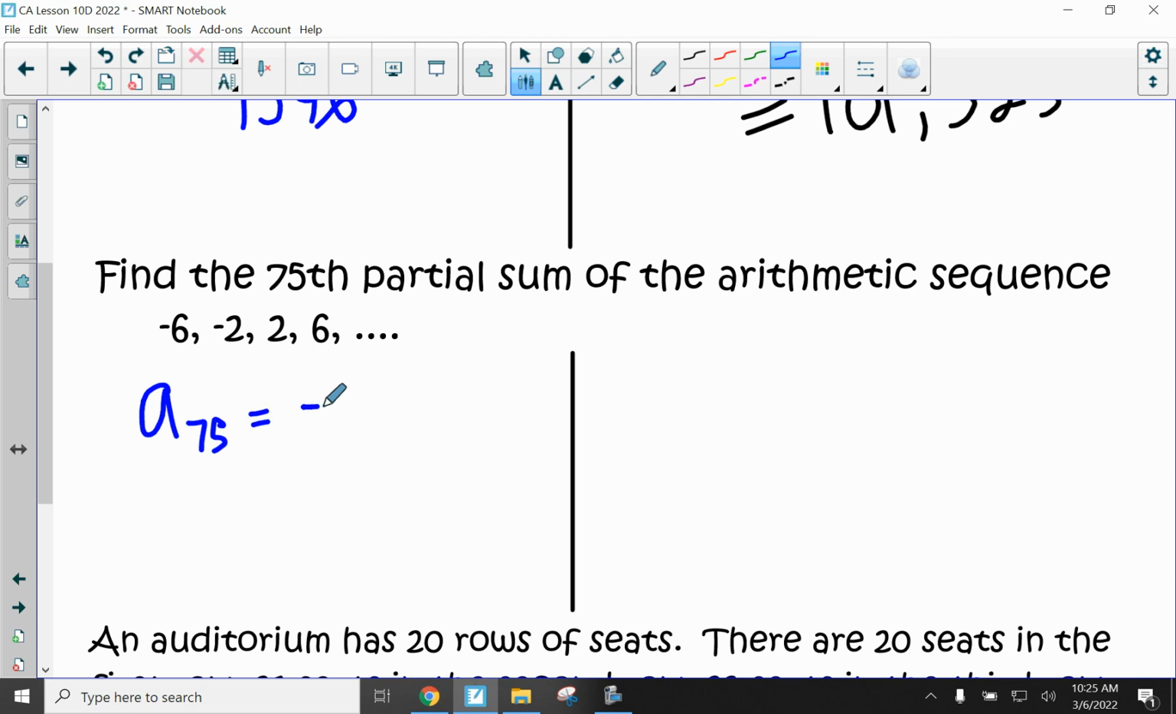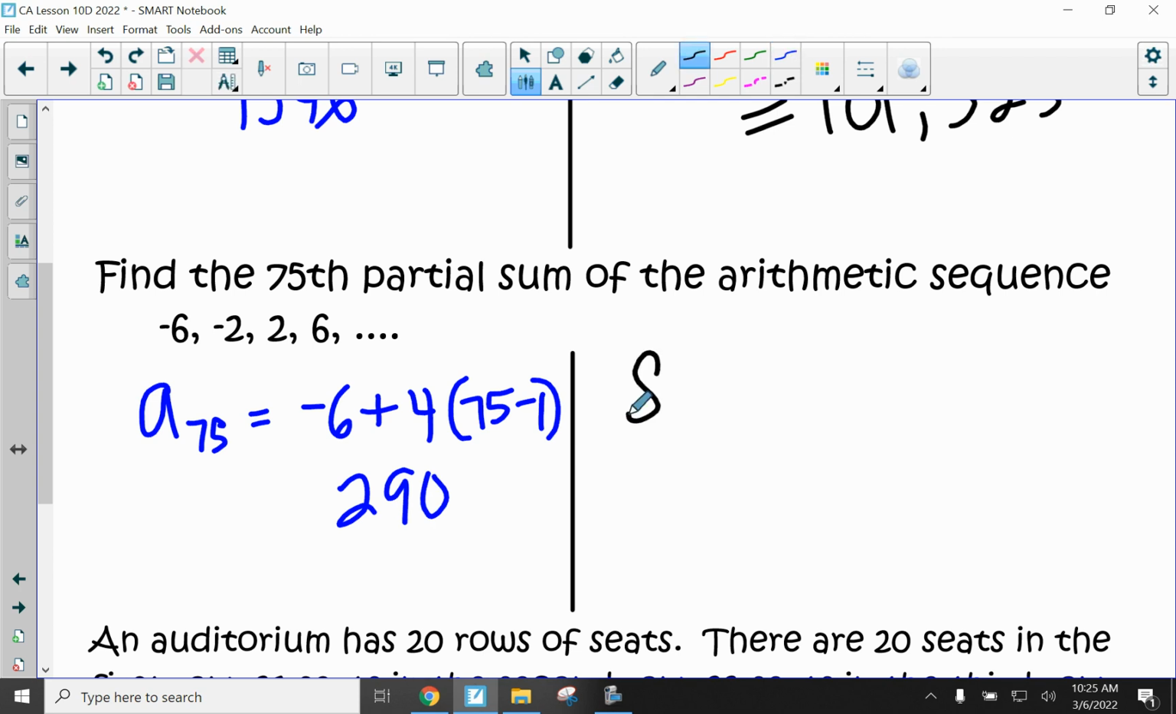So that's going to be the first number added to the common difference. This one looks like it's going up by 4 every time. So it's 4 parentheses 75 minus 1. So if you type all that stuff in the calculator, you should get 290. And then we use that answer in the second part.